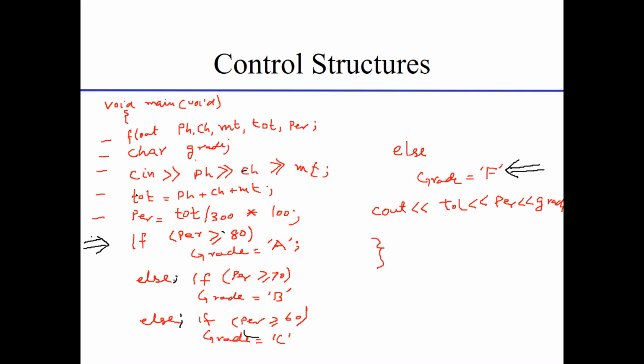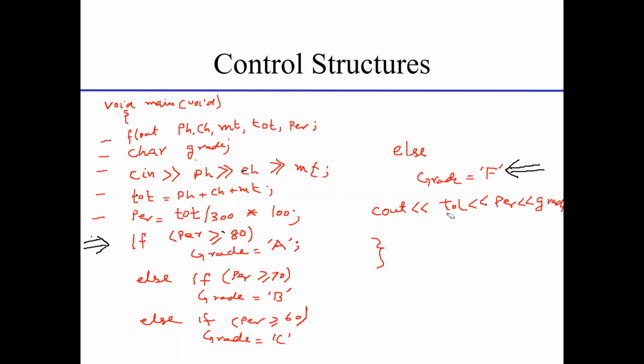Otherwise, there is no semicolon here. You have to remove this semicolon, because if I put a semicolon here, this will become an error. So else if percentage is greater than 70, then grade B is assigned. If percentage is greater than 60, then grade C is assigned. This if command, this selection logic, starts from here and goes up to this point.